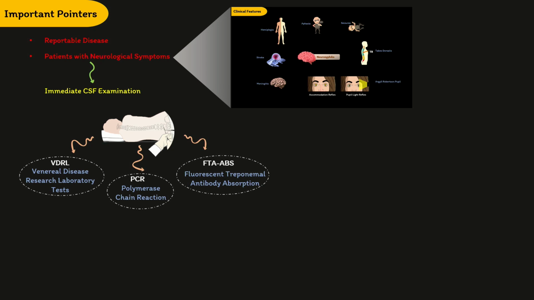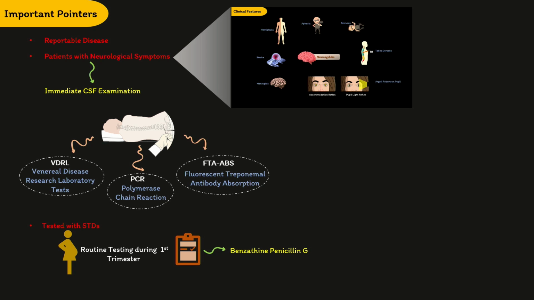Third, all patients with syphilis should be tested for other sexually transmitted diseases. In addition, syphilis is routinely tested for during the first trimester of pregnancy. If the testing is positive, benzathine penicillin G is administered immediately, as transplacental transmission occurs after the first trimester.